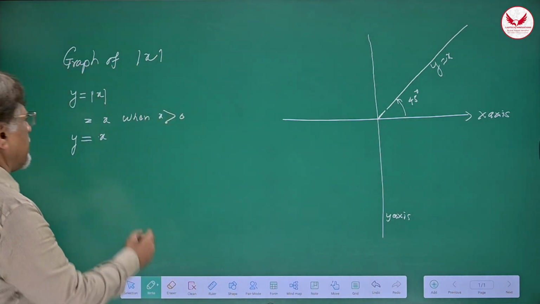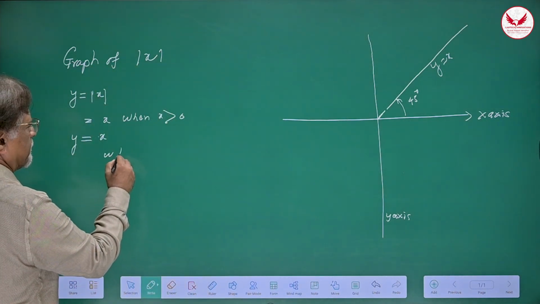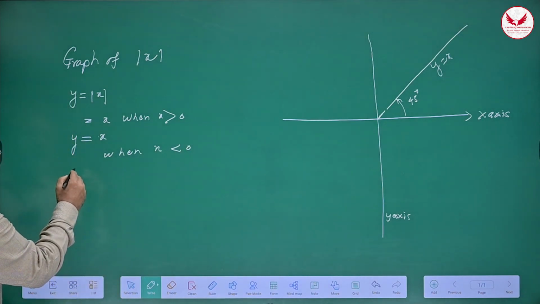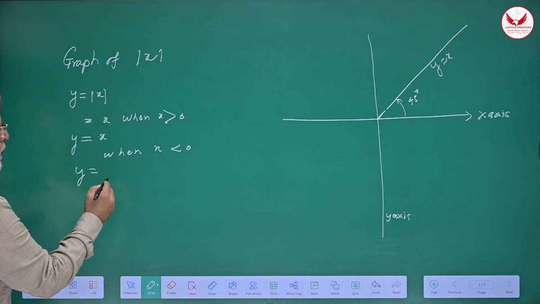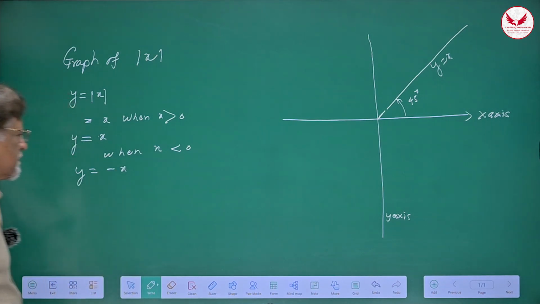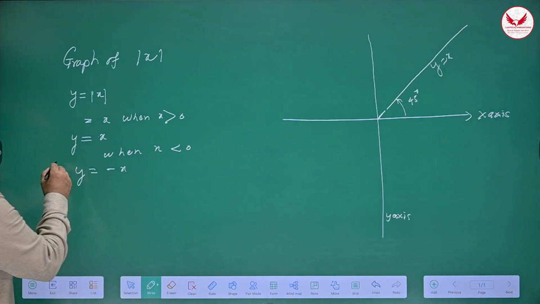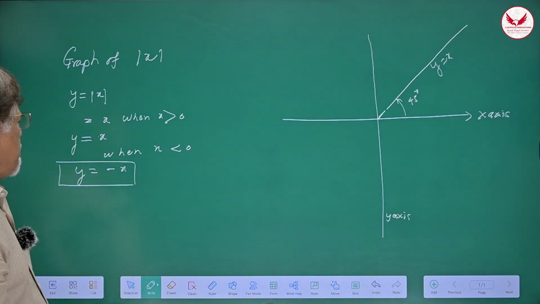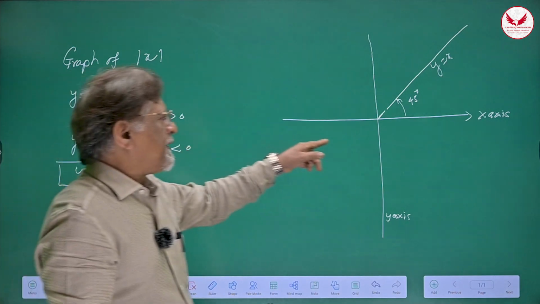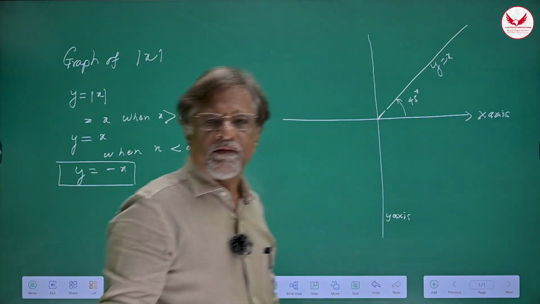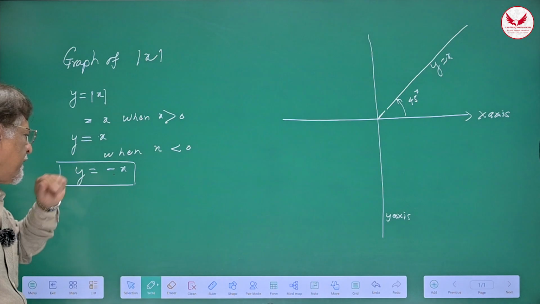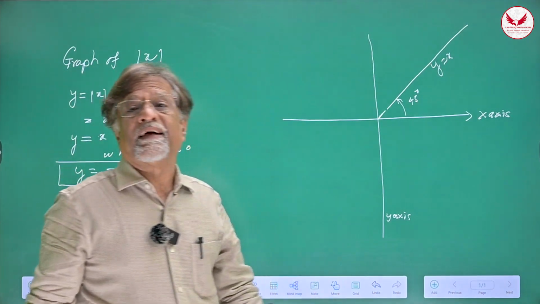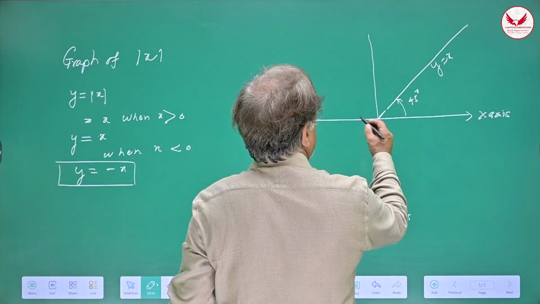Now, when x is negative, then y becomes not x but minus x. So now, this is a graph of what? Y equal to minus x. It is another straight line, but its slope was 1. So tan theta was 1, so therefore theta was 45 degrees. But here, its slope is minus 1, so tan theta is minus 1, so the angle is 135 degrees. That means it is the same counterpart.